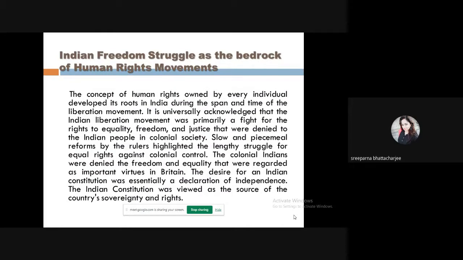Here you can see this slide speaks about the Indian freedom struggle as the bedrock of the human rights movement. When we talk about the Indian freedom struggle, it is referred to in many documents as a frame of reference in the arena of human rights, because the freedom struggle was itself a movement for human rights. This freedom struggle was a people's movement. It was a movement for our rights. It was a movement to fight for equality, justice, and freedom of all kinds.